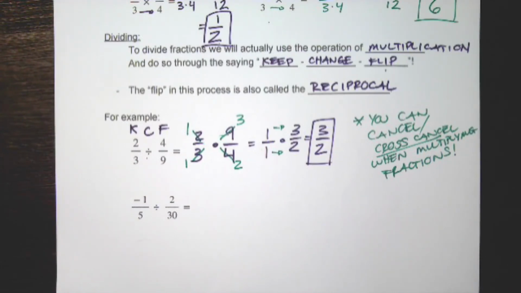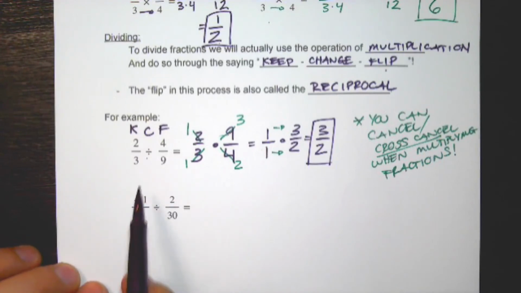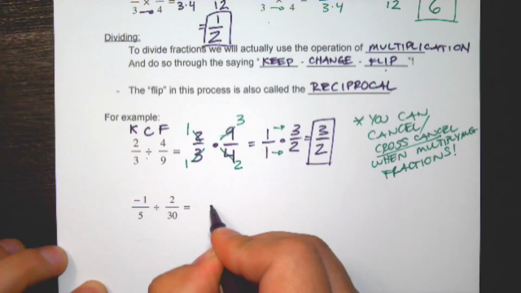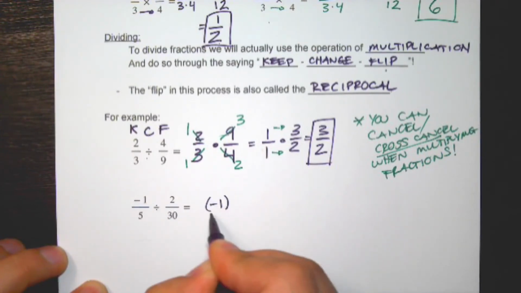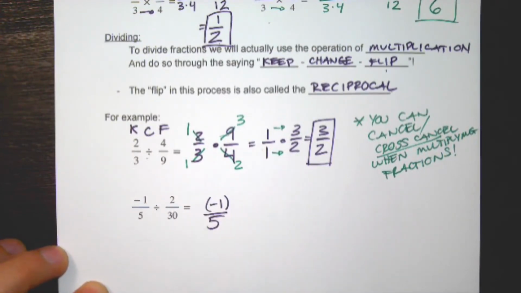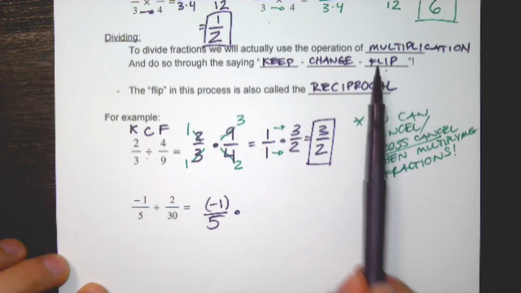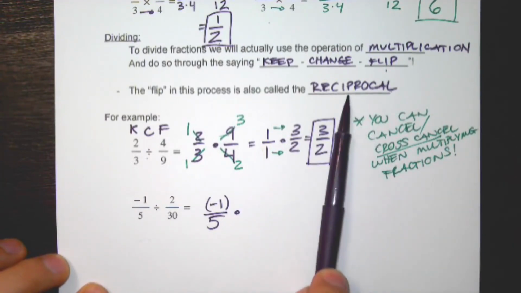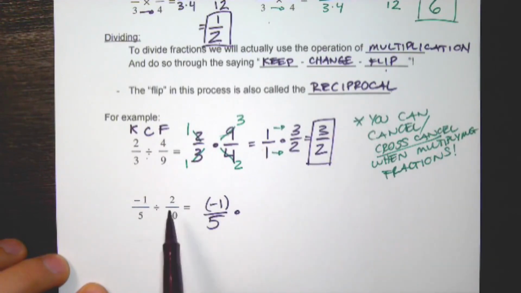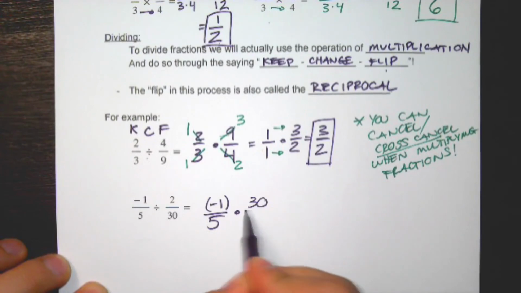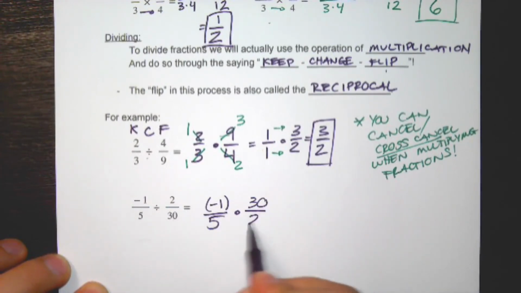All right, hope you gave that one a shot. We're going to do this one again just like we did above. We keep that first fraction, but it has a negative with it, so I'm just going to put that in parentheses like you saw me do with order of operations, just so I can keep track of it. I'm going to change division to multiplication. And now I'm going to do that flip, or in more mathematical terms, that reciprocal. I'm going to take the reciprocal of the second fraction, so the denominator is now up top, and the numerator goes down below.